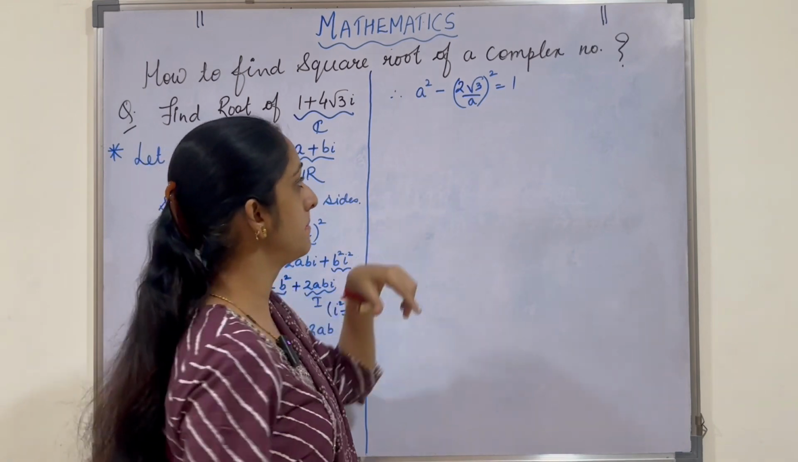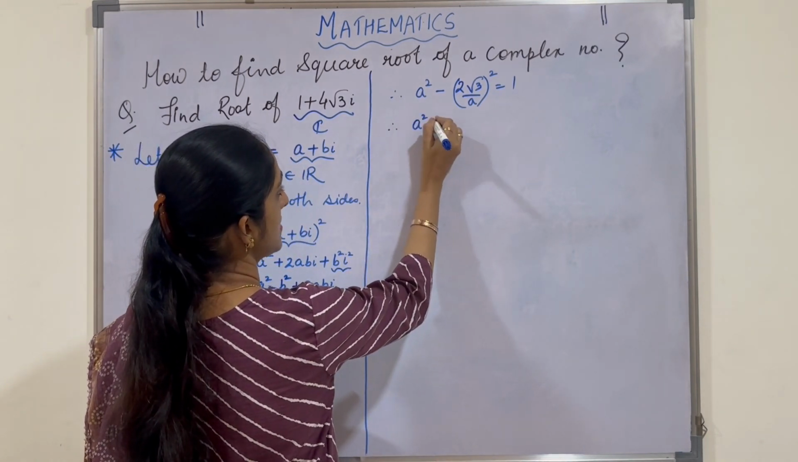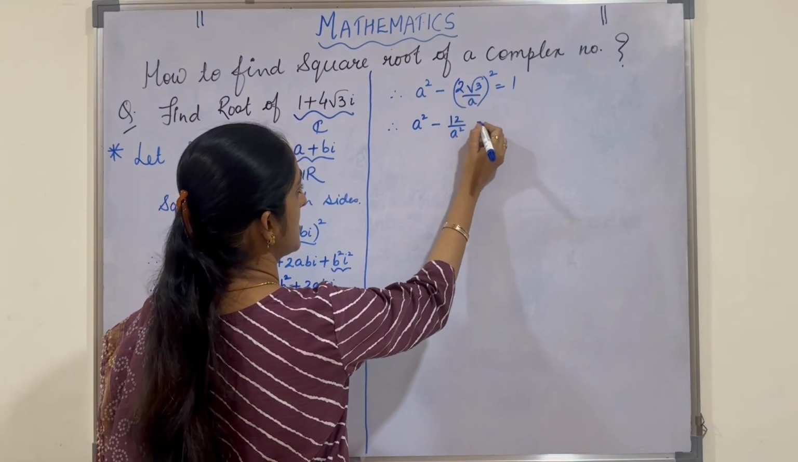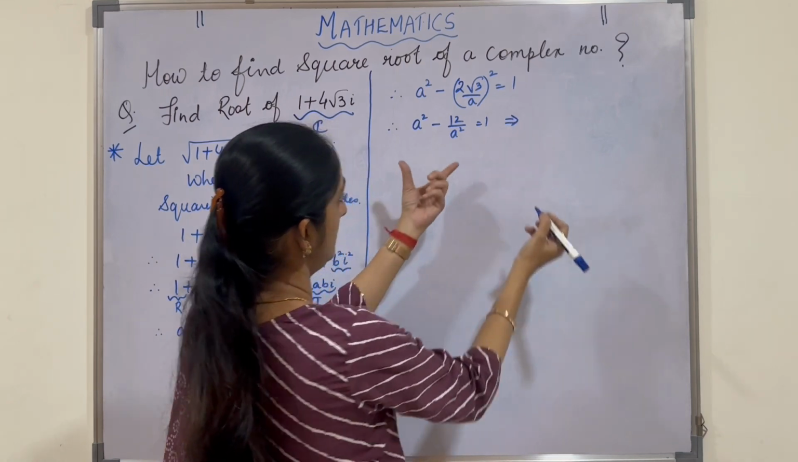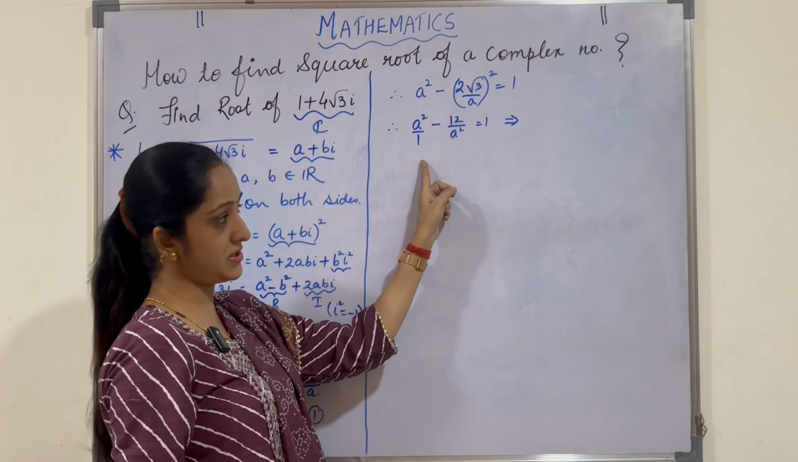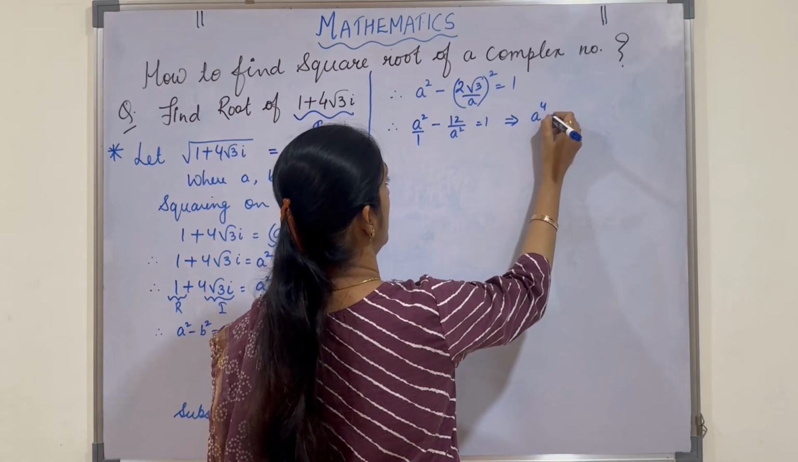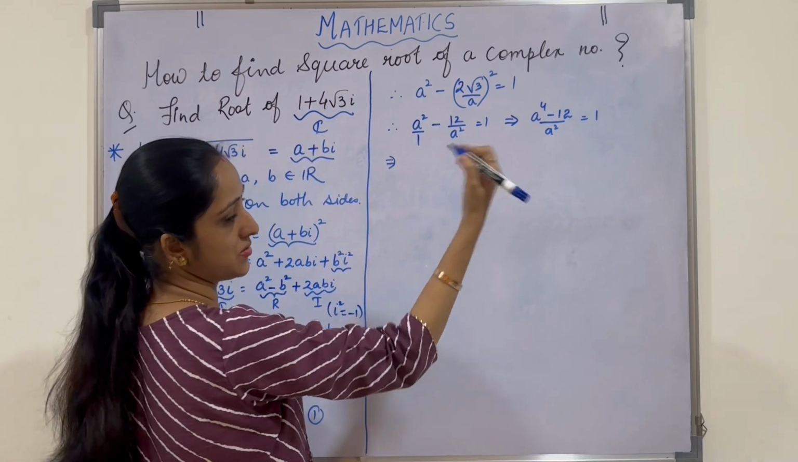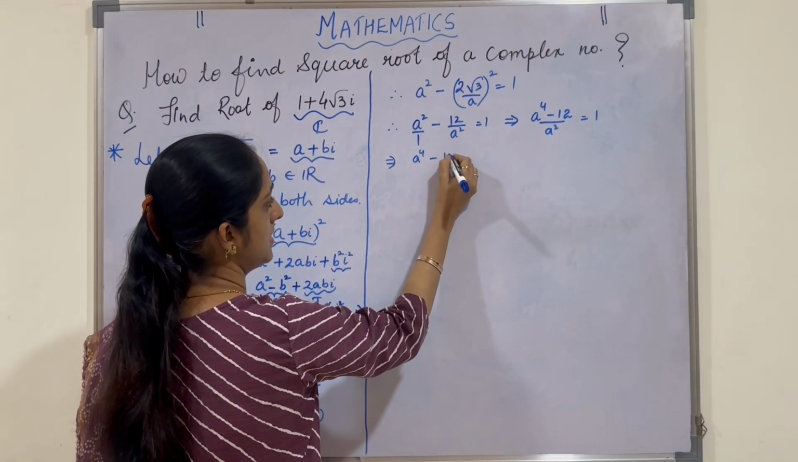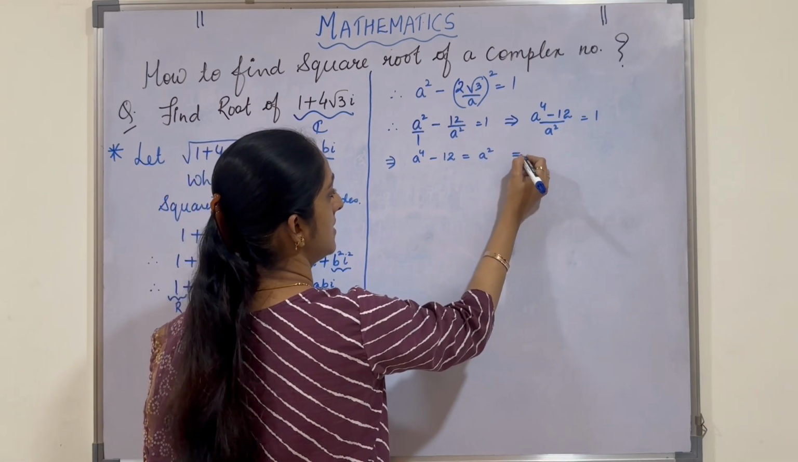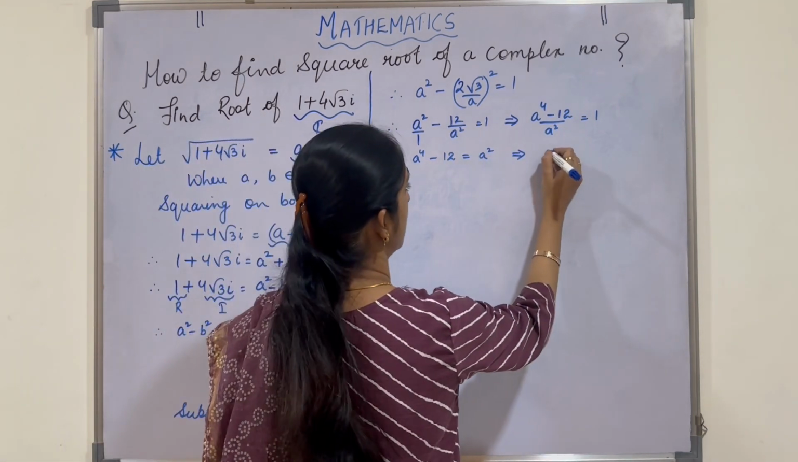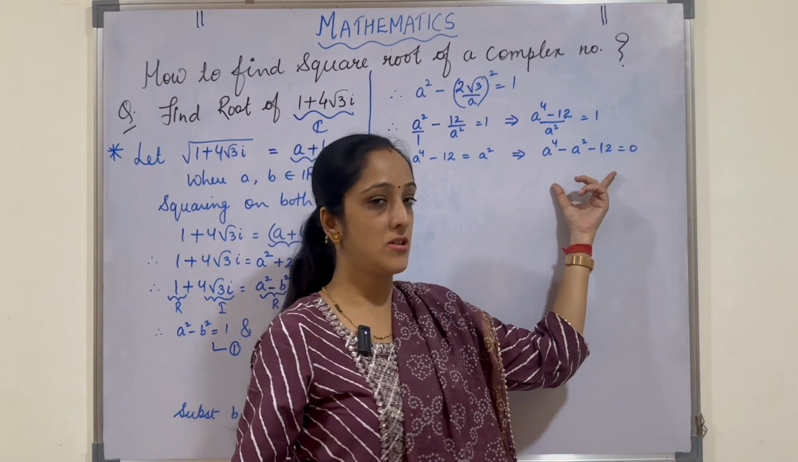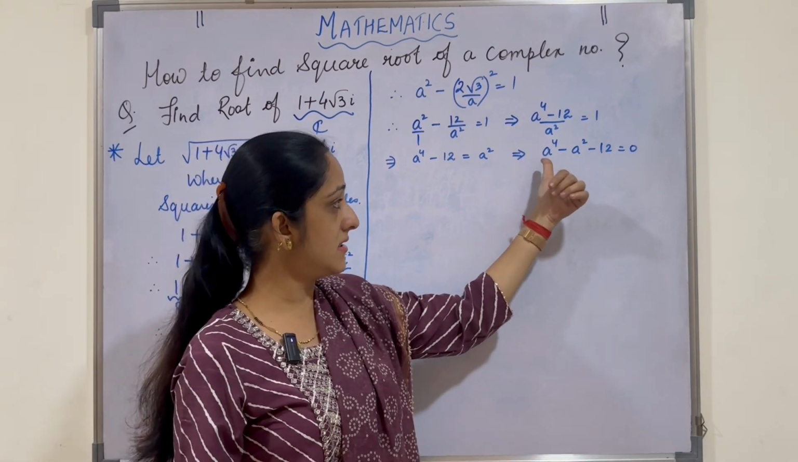So this is what we will get. This is a kind of equation. So let's simplify this. So a square minus, if you will find square of this, it is simply 12 upon a square is 1. Now we'll simplify this equation. So this will become a raised to 4 minus 12 whole upon a square is 1. Then shifting a square on right hand side will give you a raised to 4 minus 12 is equal to a square. Shifting a square on left hand side is a raised to 4 minus a square minus 12 is equal to 0. So this is an equation whose degree is 4.